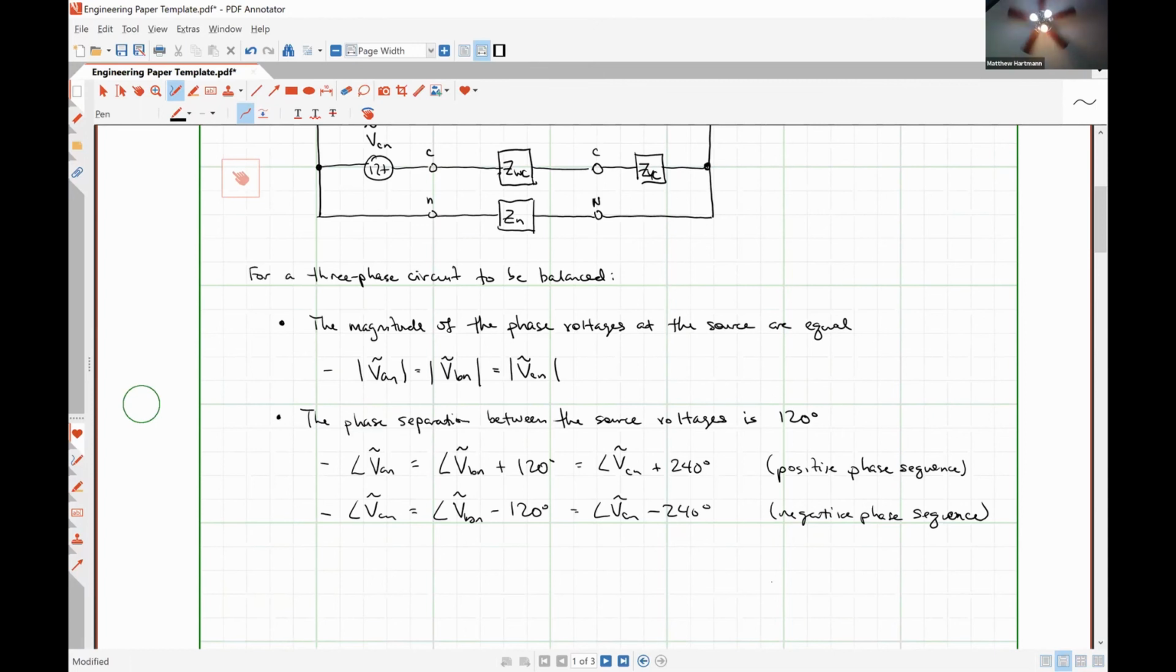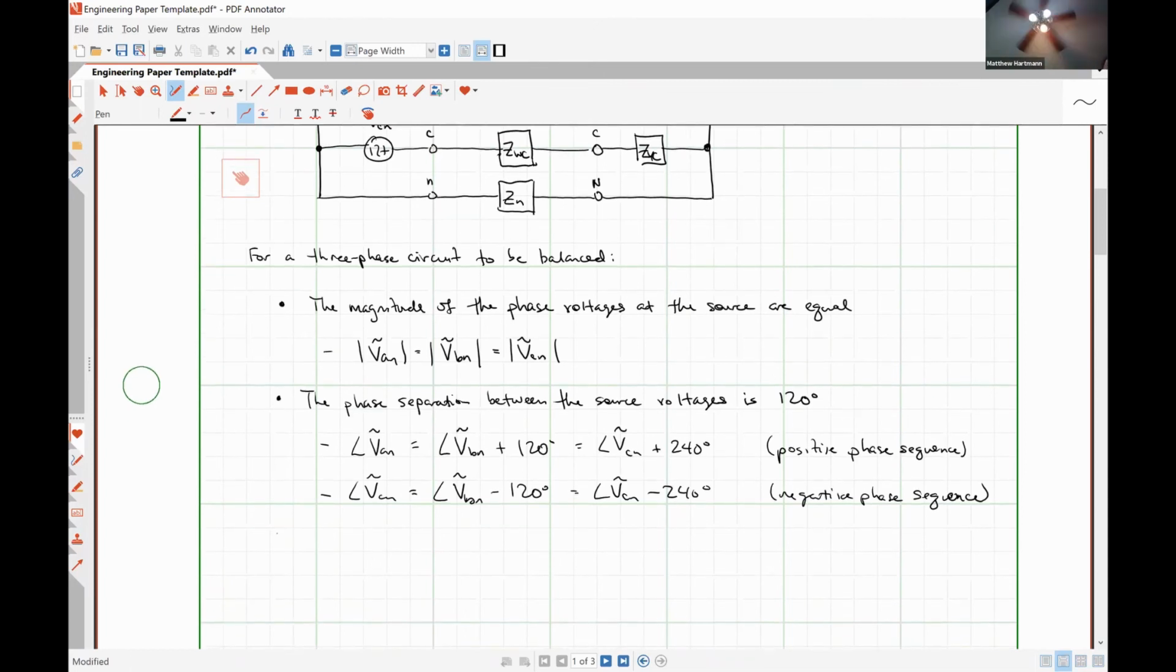For our transmission line to be balanced, we need the transmission line impedances to be equal. So we could say that ZWA must be equal to ZWB must be equal to ZWC, and we can all set these equal to a common expression, impedance Z wire.